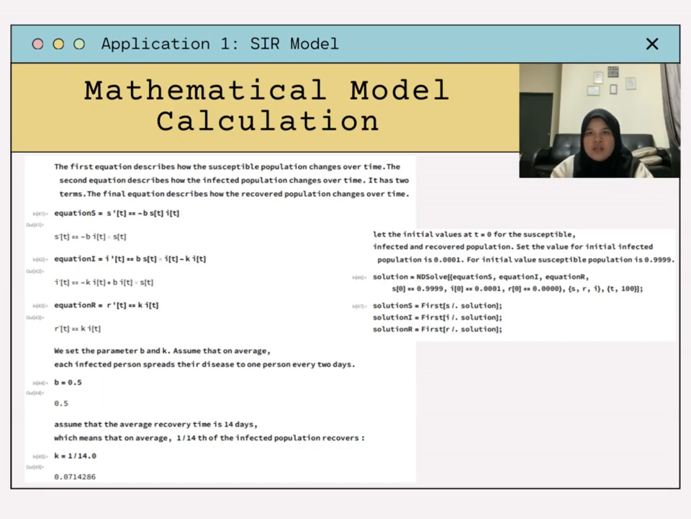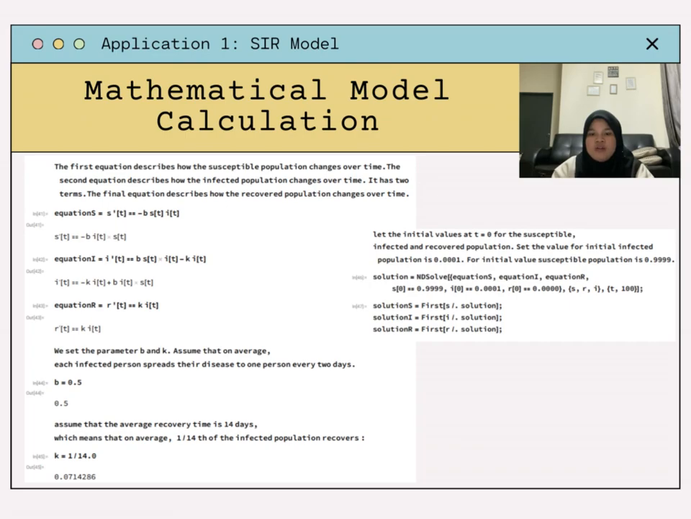The first equation describes how the susceptible population changes over time. The second equation describes how the infected population changes over time. And the last equation describes how the recovered population changes over time. Then we set the parameters B and K. B is 1 over 2 days, which is 0.5, and K equals 1 over 14 days.